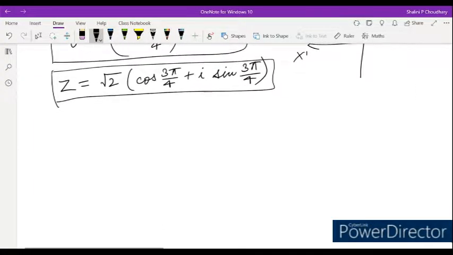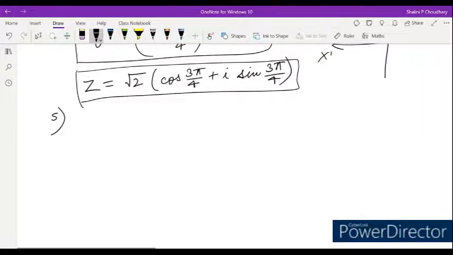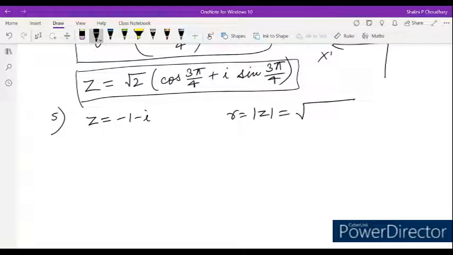So next question, question number 5. Again we have to do question number 5, and that is z is equal to -1 minus i. Okay, so the value of r will be the modulus of z, that is equal to square root of (-1) squared plus (-1) squared, that will be equal to square root of 2. It means r will be equal to square root of 2.